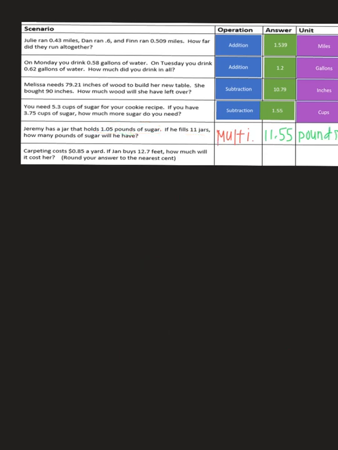Okay, next problem. Carpeting costs 0.85, or 85 cents, a yard. If Jan buys 12.7 feet, how much will it cost her? So this is another multiplication problem. So 12.7 and 0.85 both have 3 digits, so it doesn't matter which one you put on top. So our problem is set up, and now we just multiply.